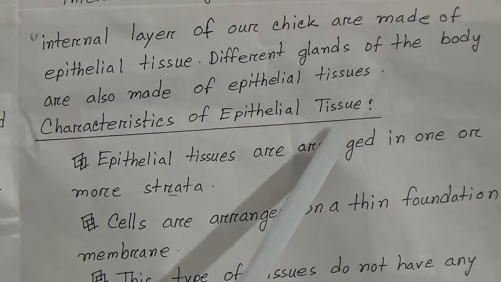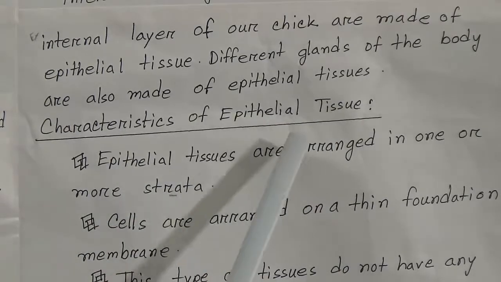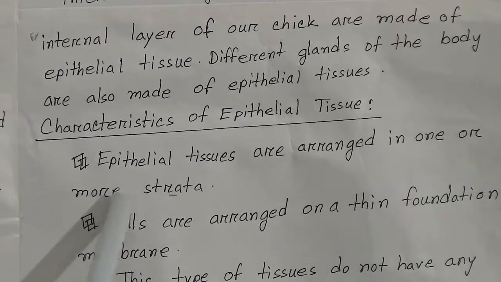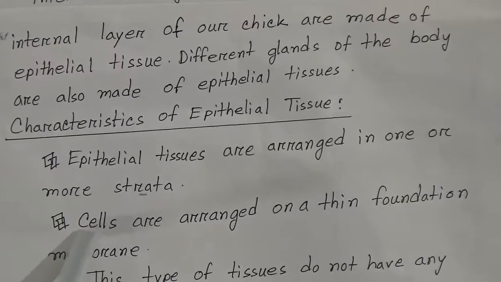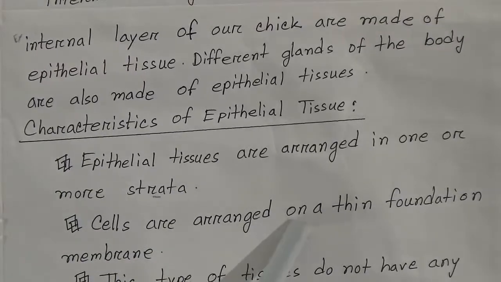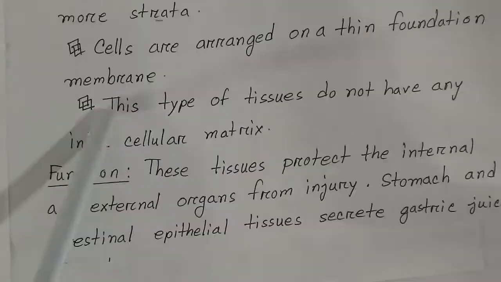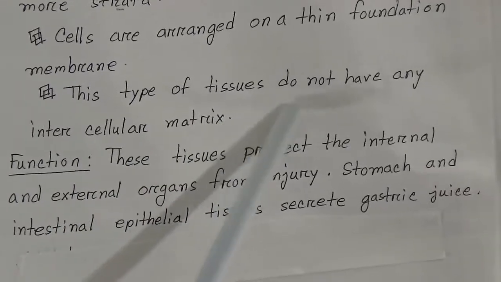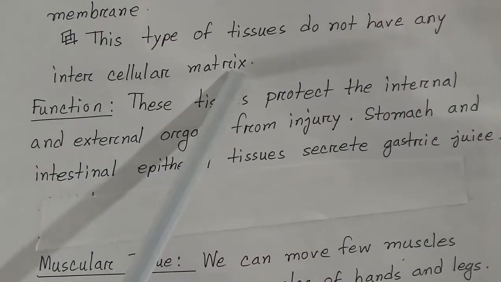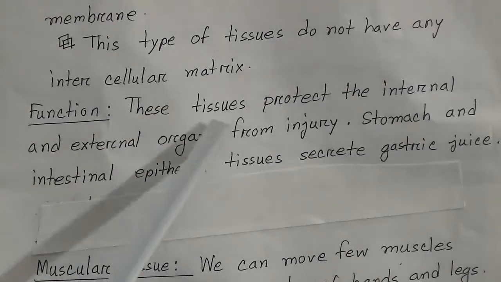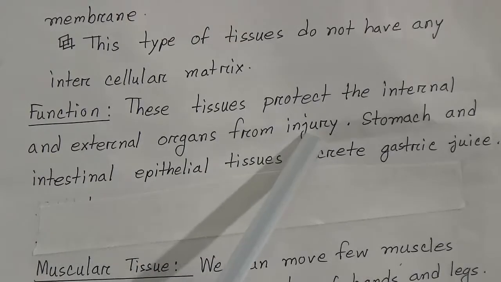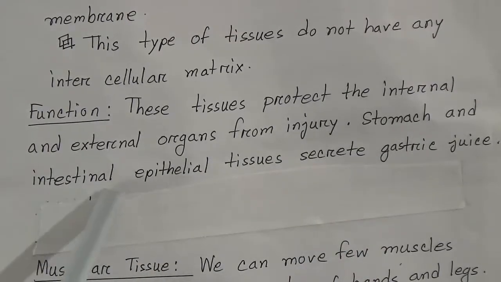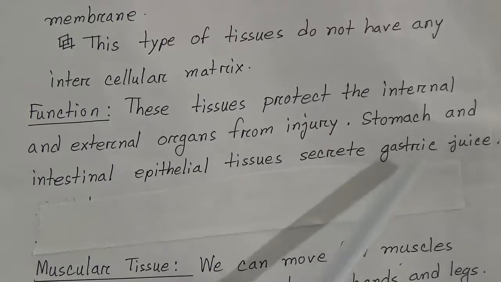Characteristics of epithelial tissue. Epithelial tissues are arranged in one or more strata, that means more layers. Next one is, cells are arranged on a thin foundation membrane. Next one is, these types of tissues do not have any intercellular matrix. Function. These tissues protect the internal and external organs from injury. Stomach and intestinal epithelial tissues secrete gastric juice.